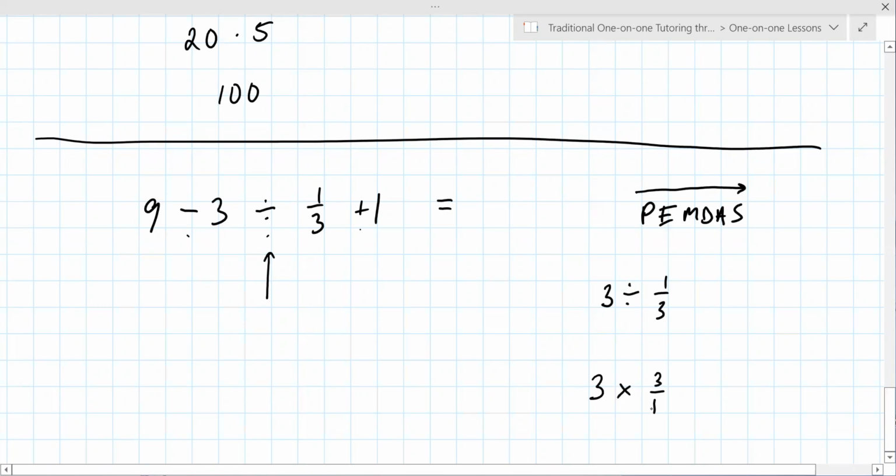Okay. So do you remember how to multiply fractions? Yeah. I used to do that. Okay. So what is 3 divided by 1/3? What is the result? What is 3 times the reciprocal? 3. What does that become?